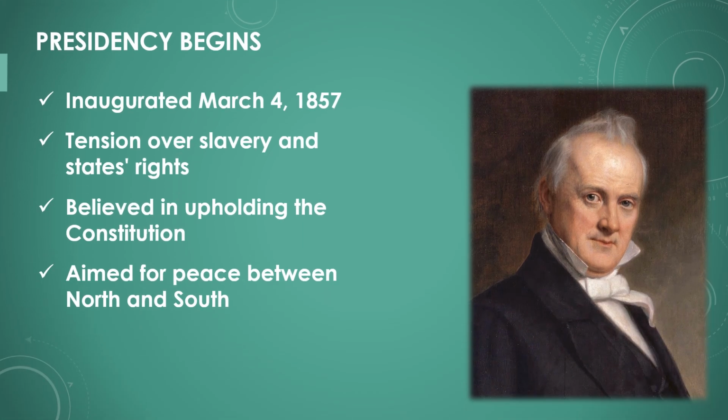James Buchanan was inaugurated as the 15th President of the United States on March 4, 1857. He took office during a time of great tension over the issue of slavery and states' rights. Buchanan believed that the Constitution should be upheld and that the federal government should not interfere with slavery in the states. He aimed to maintain peace between the North and South while addressing the growing divisions in the country. His presidency began with high hopes for unity, but challenges lay ahead.